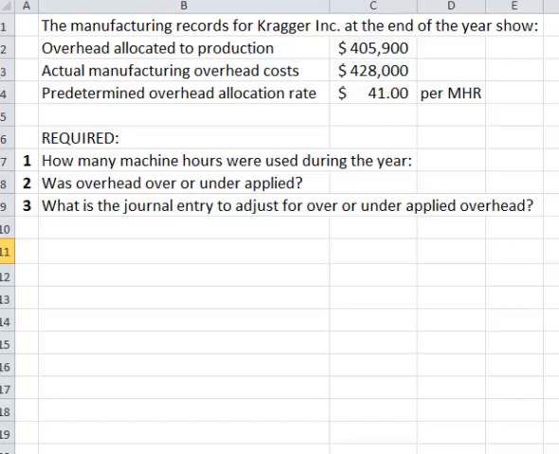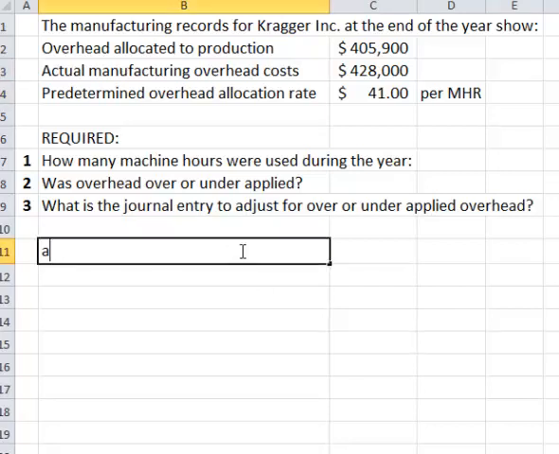We're going to work on Kragger, and we've got to solve for how many machine hours were used. So we need some number here that has machine hours in it so that we can try to solve for the missing piece. So overhead applied, would we have used machine hours to apply overhead? We would have. How about actual manufacturing overhead costs? No, that's just the bills that were added up from the rent and the utilities and supervision and so forth. So that's not going to be based on actual machine hours, and we have the applied rate.